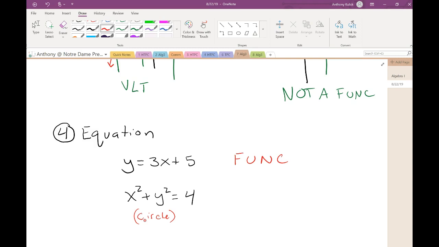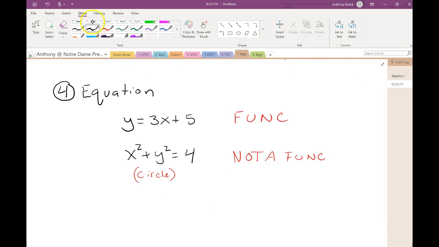So you learned in geometry last year that the equation of a circle is going to be x squared plus y squared equals r squared. So if we have both an x squared and a y squared, what we're talking about is a circle. What can we say about a circle? Not a function.